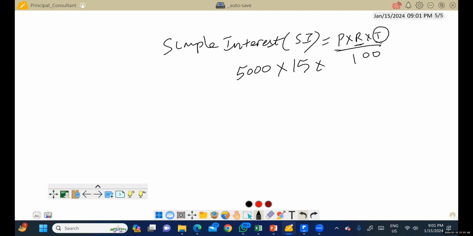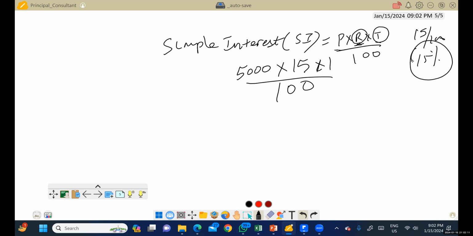Is this clear? I'm taking the time as 1 year for the first year's simple interest. Over 100, because the rate is always a percentage. It is 15%. That is why this 100 is here, because it is 15 out of 100. Again, it's the same thing we did: 5,000 into 15 gives 750.